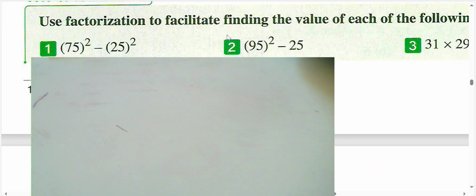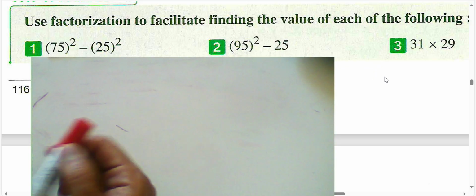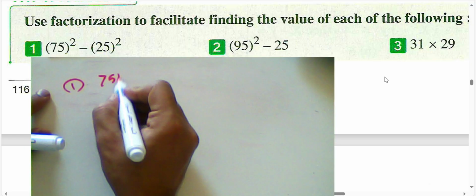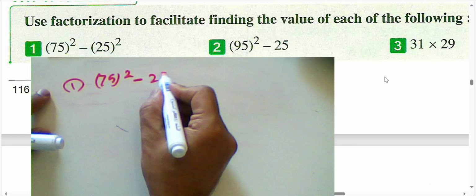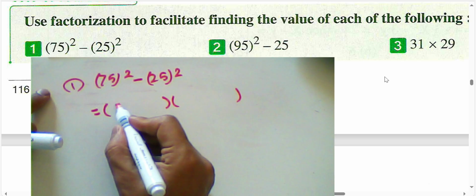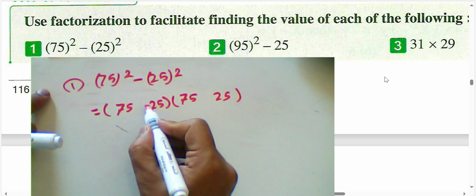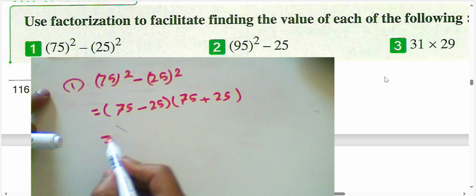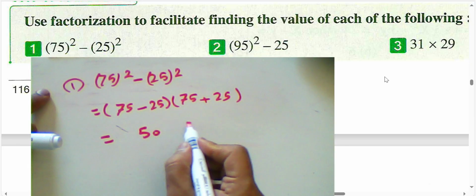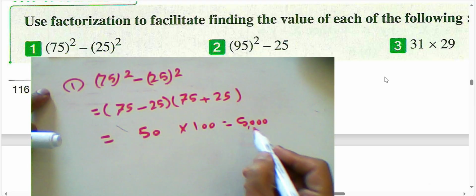Use factorization to facilitate finding the value of each of the following. Number 1, we have 75 power 2 subtract 25 power 2. We can write 75 times 75 and 25 times 25, negative and positive. 75 subtract 25 equals 50. Multiplied by 100 will be 5,000.